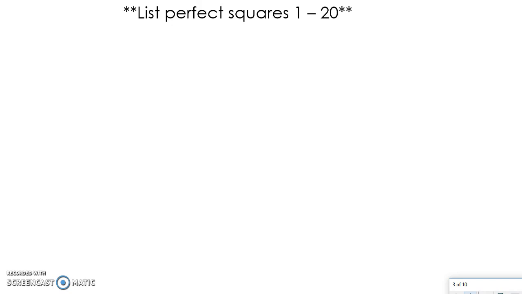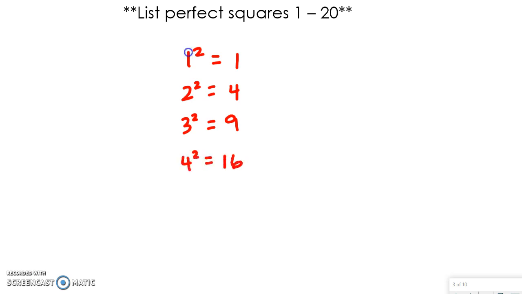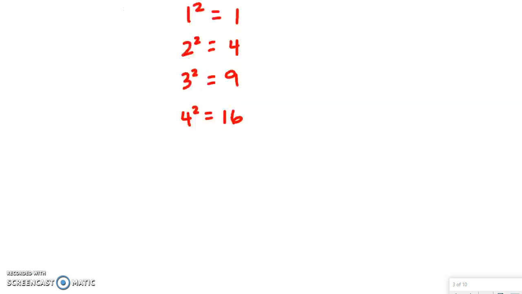All right, so what we're going to do is we want to list the perfect squares 1 through 20. So what a perfect square is, 1 squared is 1, 1 is a perfect square. 2 squared is 4, 4 is a perfect square. 3 squared is 9. Okay, and so on. So go ahead and list these through 20.